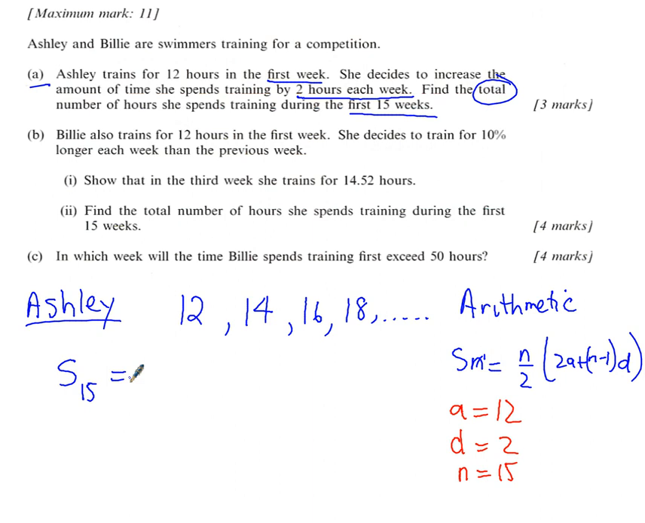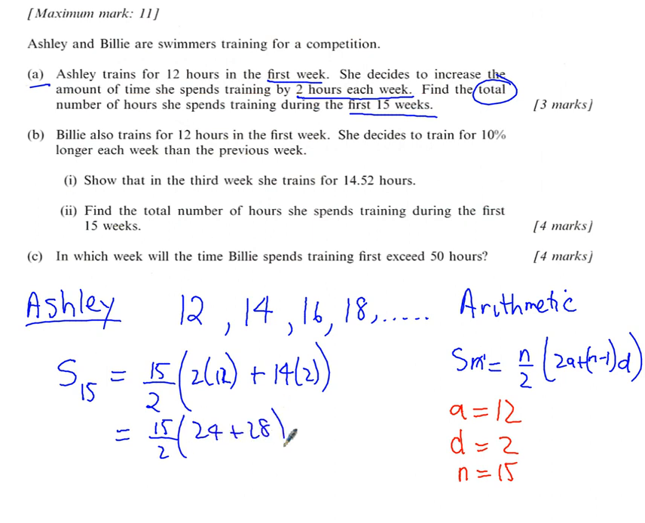So we've got 15 over 2, 2 lots of 12, plus 15 minus 1, so 14 lots of 2. A little bit of math there. We end up with 15 over 2, 24 plus 28. Don't need to mess around any longer. We get 390 hours. So over the first 15 weeks, she spends 390 hours.